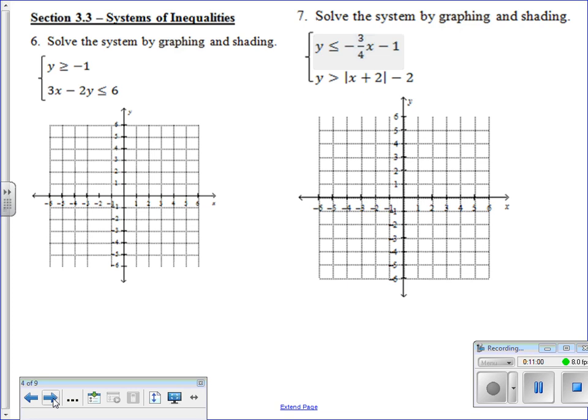All right. Solve the system by graphing and shading. This is what I just handed back. So the first one, y is greater than or equal to -1. So I have a solid line on -1. And I want everything larger than that. My second graph, 3x minus 2y is greater than or equal to 6. So let x be 0. My y-intercept is -3. 1, 2, 3. Let y be 0. My x-intercept is 2.